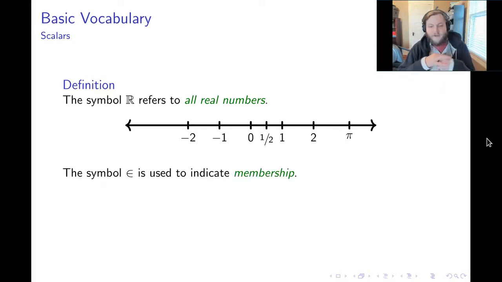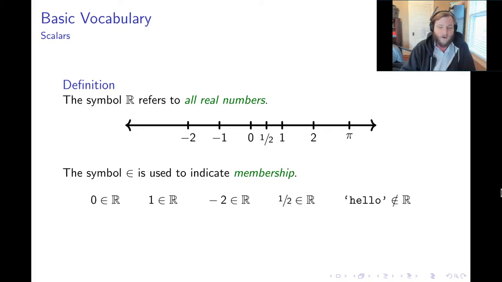Another piece of notation that mathematicians use is this fancy E symbol, which is used to indicate membership. So how do we use this symbol properly? Well, we saw up here that the number 0 is a real number. So to efficiently communicate this, we write 0 fancy E R to say that 0 is a real number. The same goes for the number 1, the number -2, and the number 1/2.